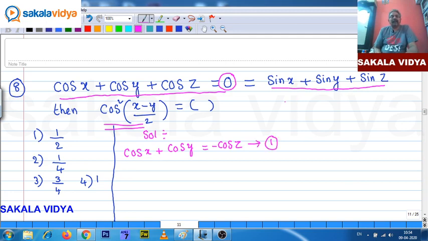Next, in a similar manner, sin x plus sin y can be written as minus sin z. This is equation 2. Now we need to think how we can eliminate z, because cos square of (x minus y) by 2 is among the four options, so one of the options may be there, isn't it?